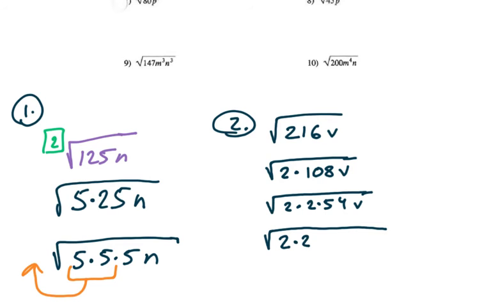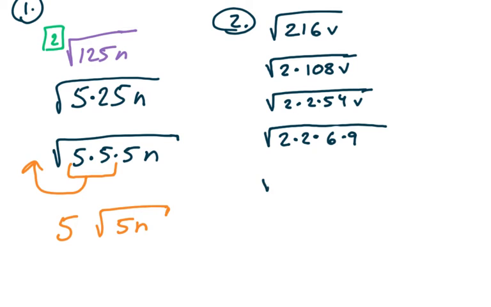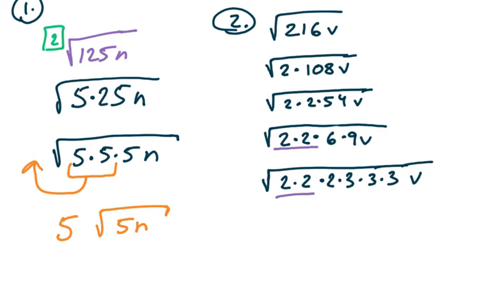So this becomes 2 times 2. Now I know 54 is 9 times 6. I'll write that as 6 times 9. And then that breaks down to 2 times 3, and then the 9 is 3 times 3, and v. And just to be clear here, these two are these two, 2 times 3 is 6. 3 times 3 is 9. And obviously v is v.